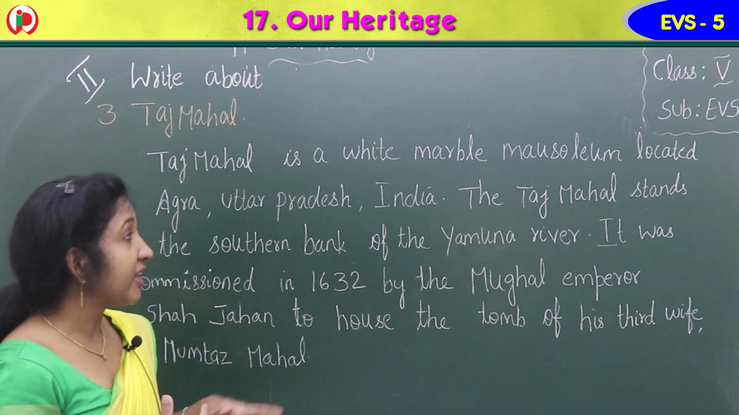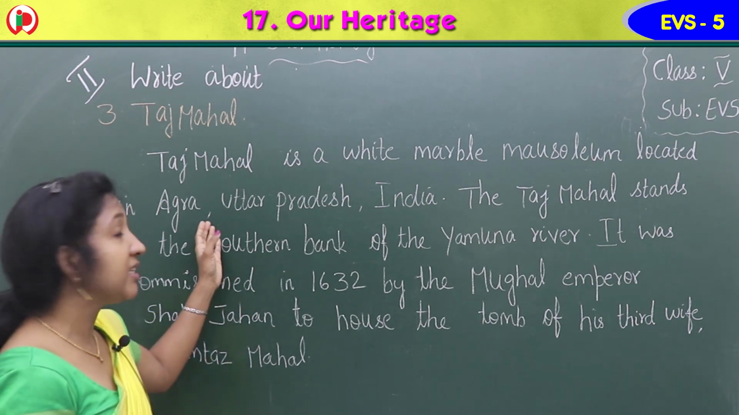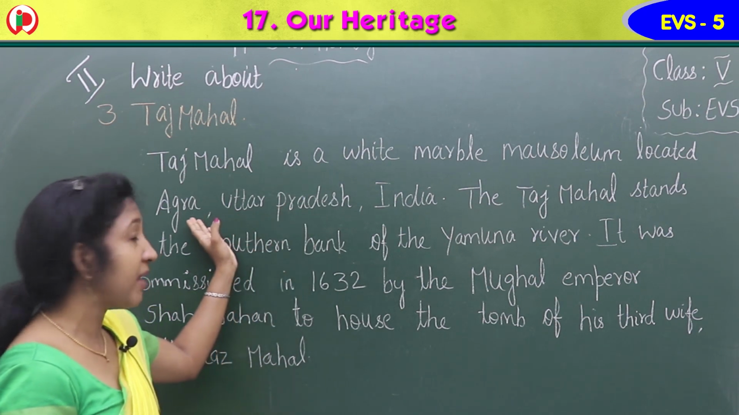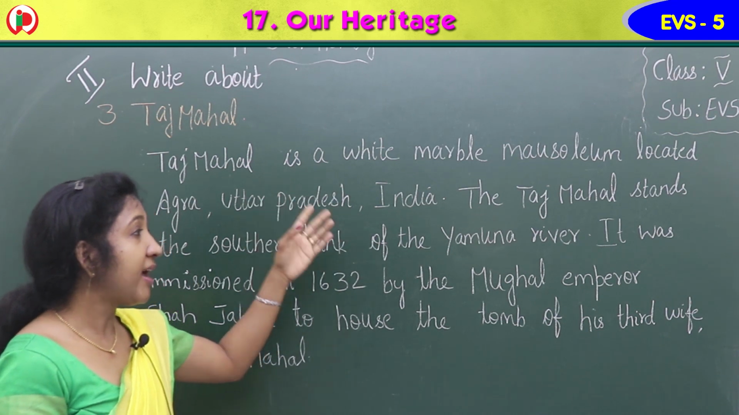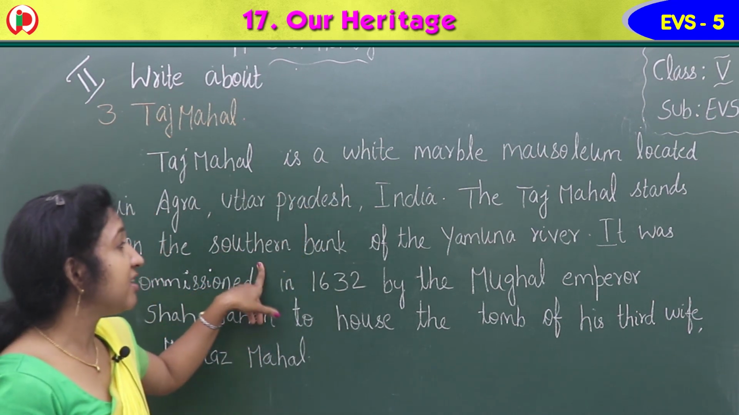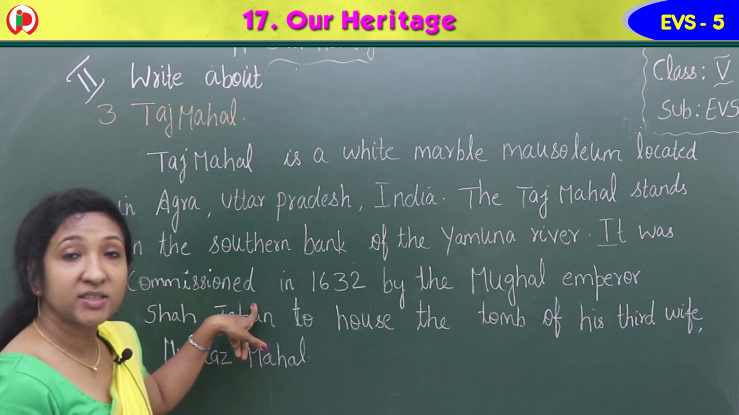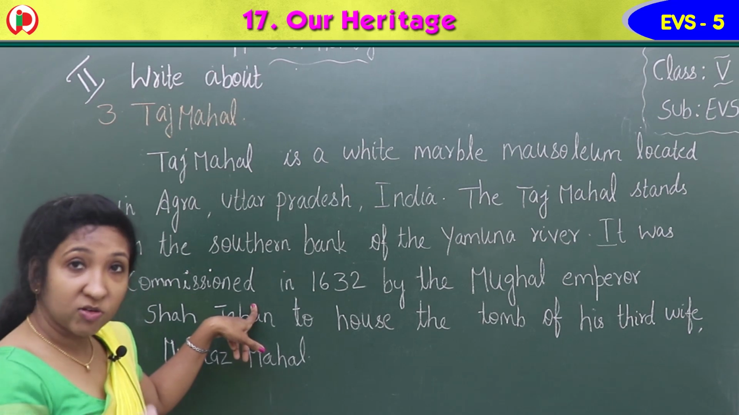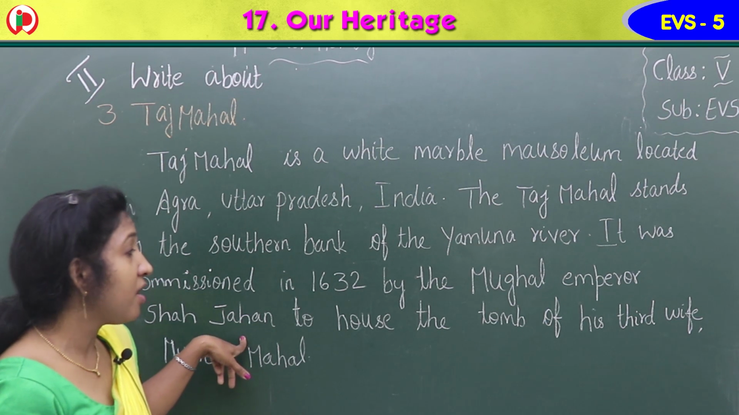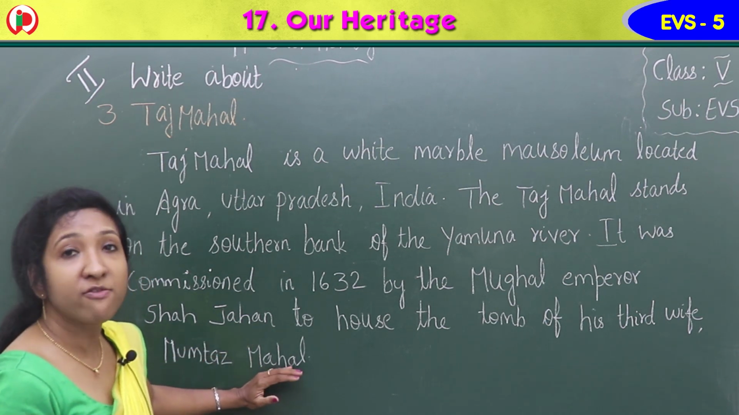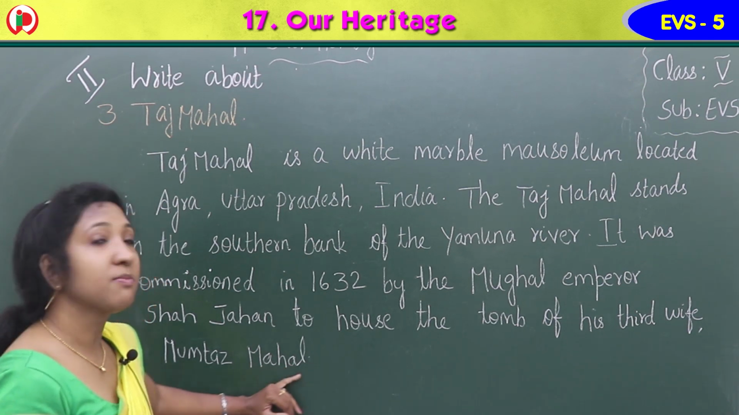So Taj Mahal is a white marble mausoleum, spelling: mausoleum. It is located in Agra, Uttar Pradesh, India. Agra is the place where it is located, in the state Uttar Pradesh in our country, India. The Taj Mahal stands on the southern bank of Yamuna River. It was commissioned in 1632. Its construction started in that year by the Mughal Emperor Shah Jahan to make the tomb in memory of his beloved wife Mumtaz Mahal.